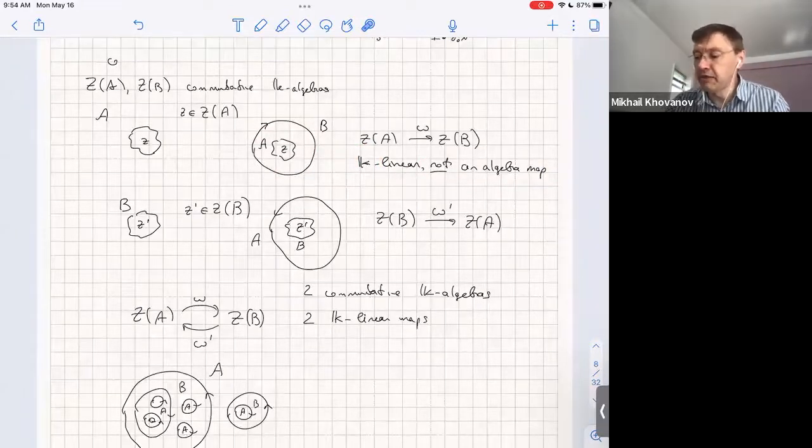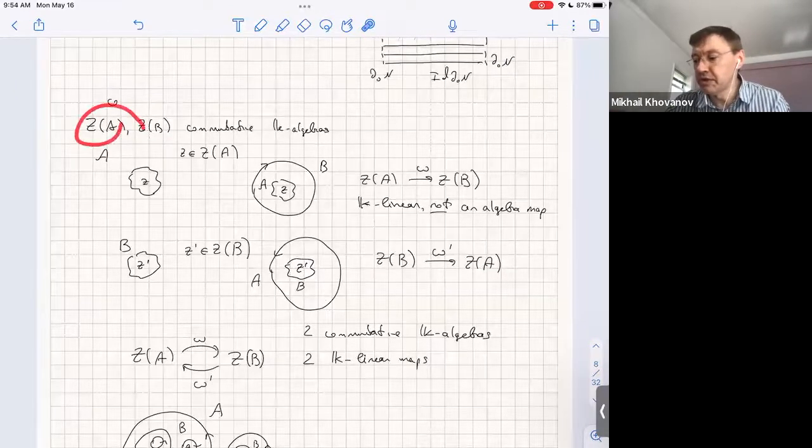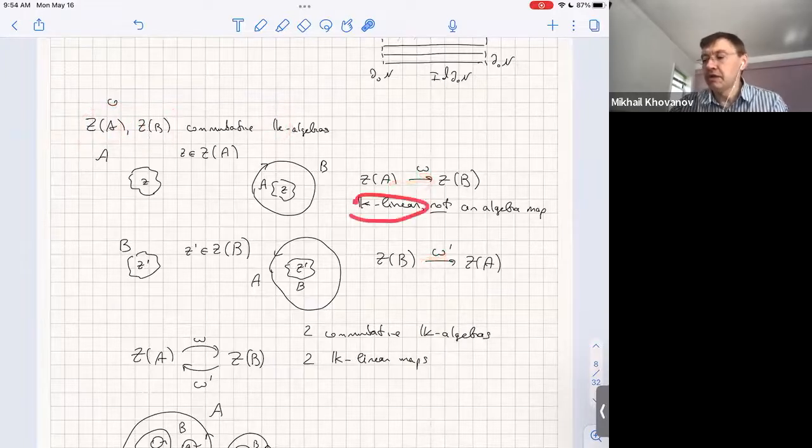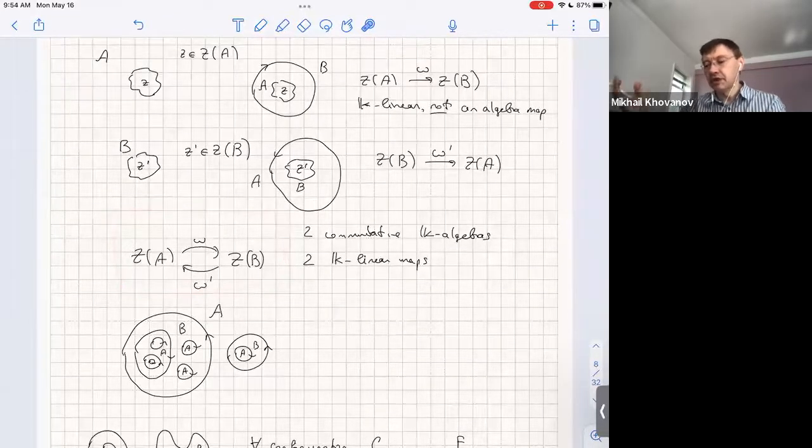And vice versa, going back, given the central element of B, shown as this blob Z prime, you can wrap a circle the other way around, with the opposite orientation now, because it's B. Now the outer region is labeled by A, and you get the K-linear map from Z of B to Z of A. So you have two commutative algebras, let's say over a field, and two maps, but the maps are only K-linear, so they are not algebra maps most of the time. So you get this structure. There are lots of such examples. Just pick any two commutative algebras and any two linear maps, and from such data you can build your adjoint pair of functors.